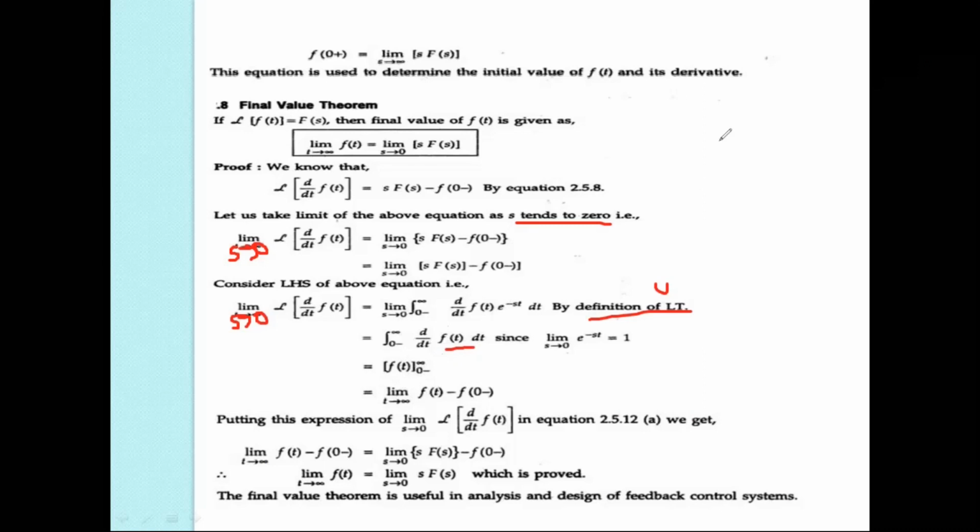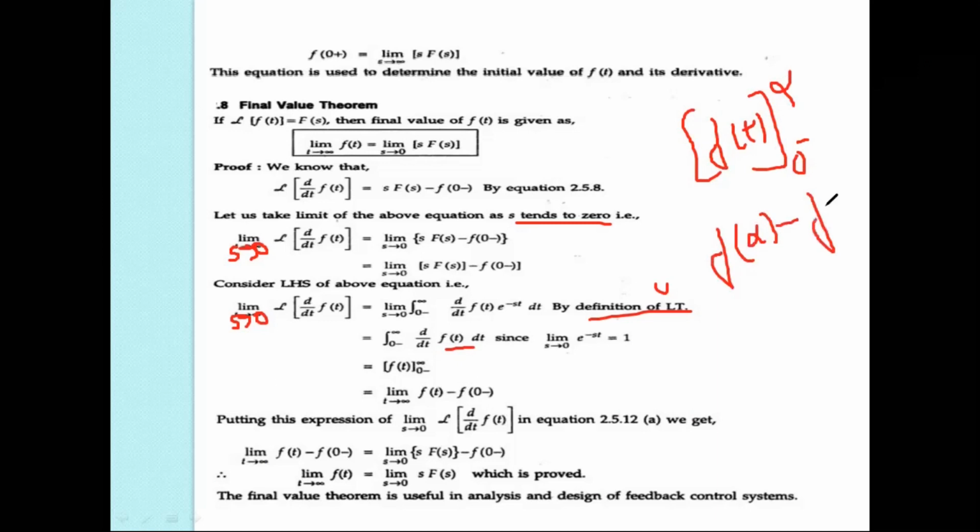Here you can observe that for f of t the upper limit is infinity and the lower limit is 0 minus. Now I am substituting the values. These infinity and 0 minus are the t values. So f of infinity minus f of 0 minus. Got it, my student? This is the LHS. What is the RHS we have? The RHS is limit s tends to 0 of s into F of s minus f of 0 minus.